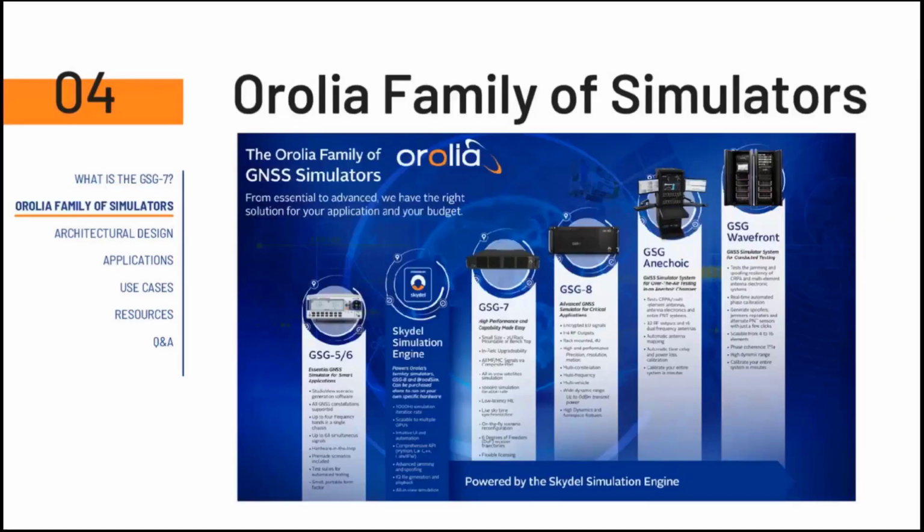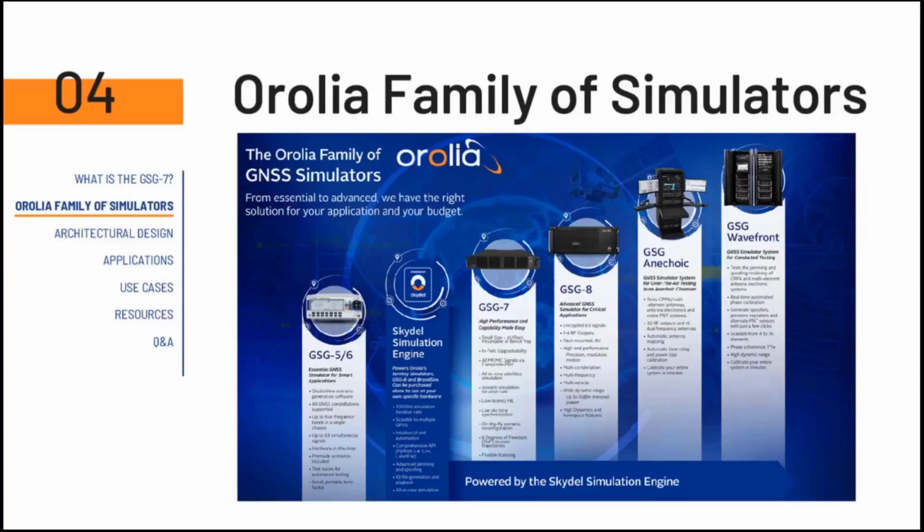So in the simulation product line family of Orolia, where is the GSG-7? On the left, we still have the GSG-5 and 6 for essential simulation. And on the right, we have all the Skydel Simulation family. All the Skydel simulators use the same Skydel engine. As you know, it's possible to purchase only the Skydel engine. In this case, you will have the Skydel software and you can purchase your own hardware to build your own simulator with the custom hardware you want to use.